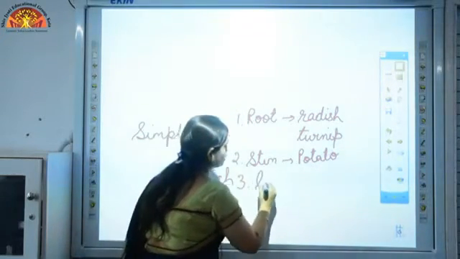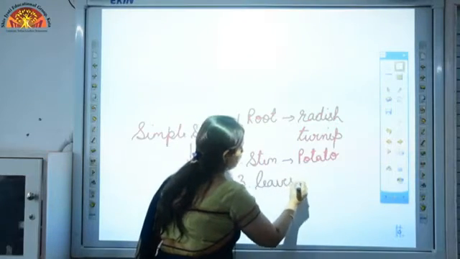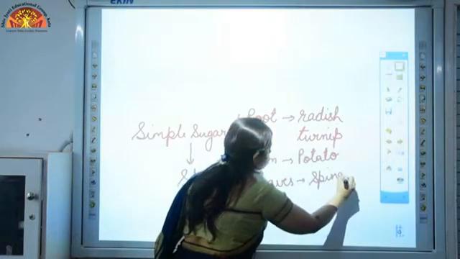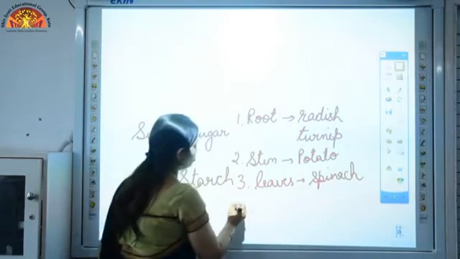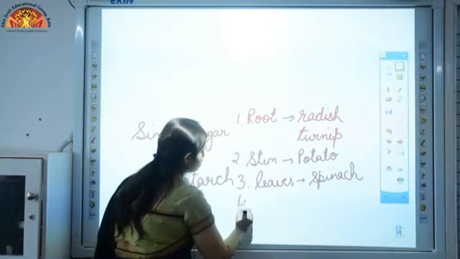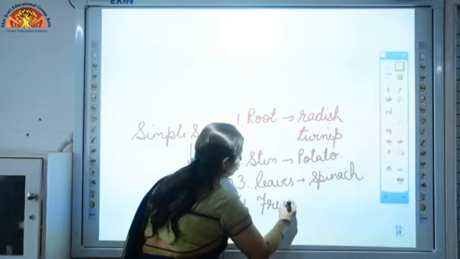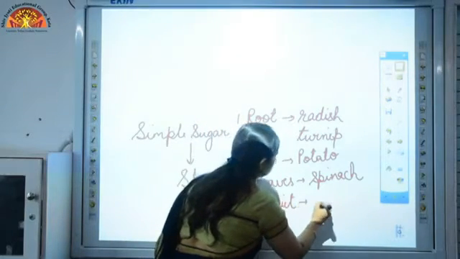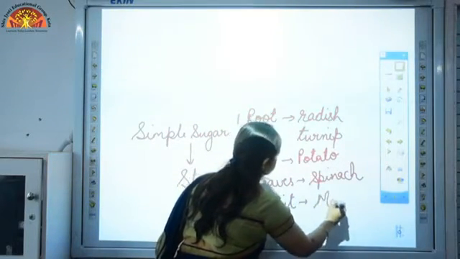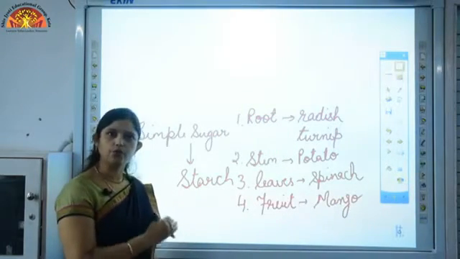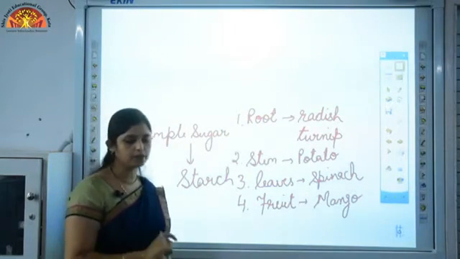They can store it in leaves, like in the case of spinach, lettuce, fenugreek. Other examples are also there. They can also store this extra food in fruits which we eat, like mango, orange, etc. So in different parts of the plant, this extra food gets stored in the form of starch.